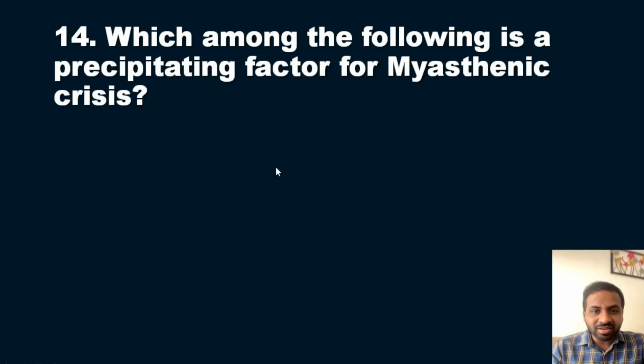Now we will move on to the second last question in our series. This is from the central nervous system, and it is regarding the myasthenic crisis. The question is, which among the following is a precipitating factor for myasthenic crisis? Just think about myasthenia gravis, myasthenic crisis, cholinergic crisis, etc. Which among the following is a precipitating factor for myasthenic crisis?